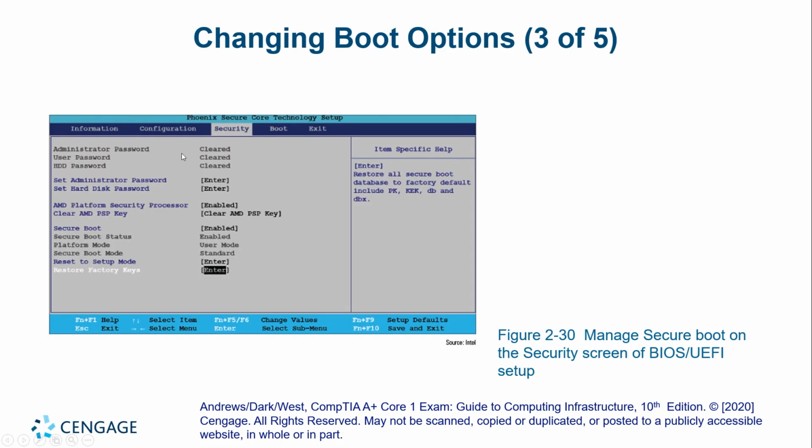Security here, basically, you can set up an administrative password as well as user passwords on the BIOS, which means the user will not be able to boot unless they have access to that. You can set those here. AMD Platform Security Processor, you can enable that. That's specific to AMD chips. And you can also clear that key there.